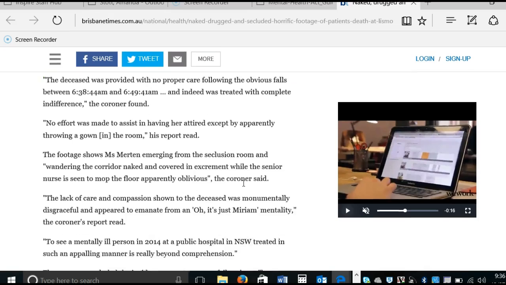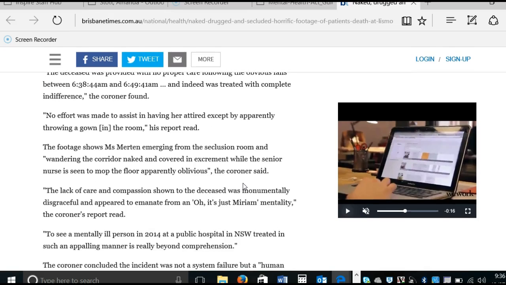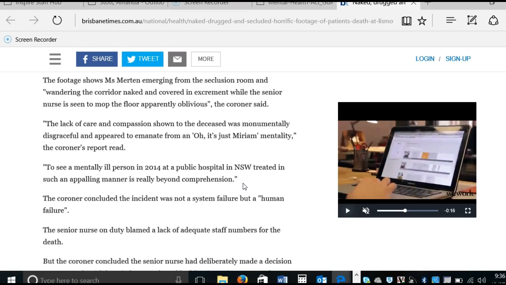They've both been sacked, as far as I know. There was a senior nurse and a junior nurse. The coroner concluded the incident was not a system failure but a human failure. Now, this was a critical incident, and we look at this in an upcoming lecture. And critical incidents occur usually due to 2 areas: when there's a failure in the system and when there's a failure on the part of individuals, like not meeting their standards. This was clearly a case where it was the nurses involved.